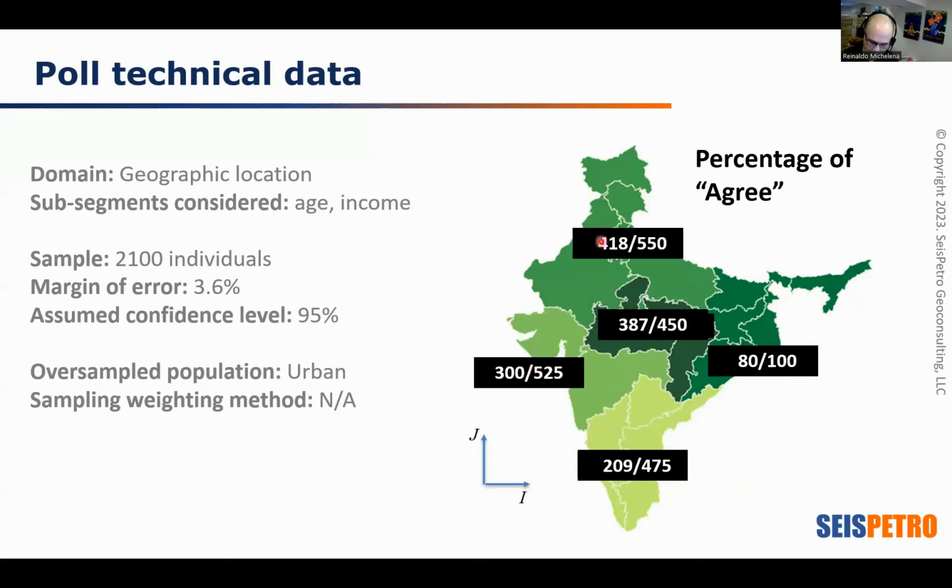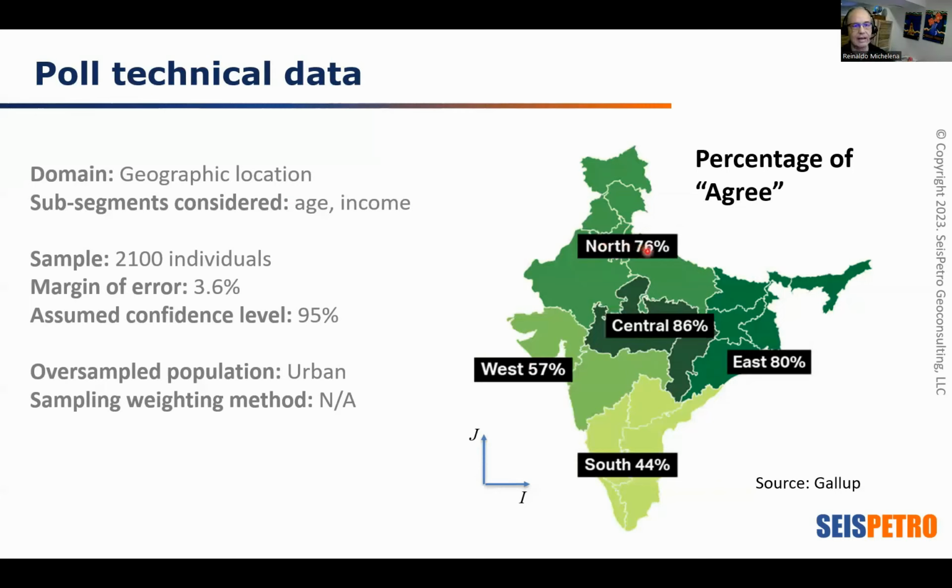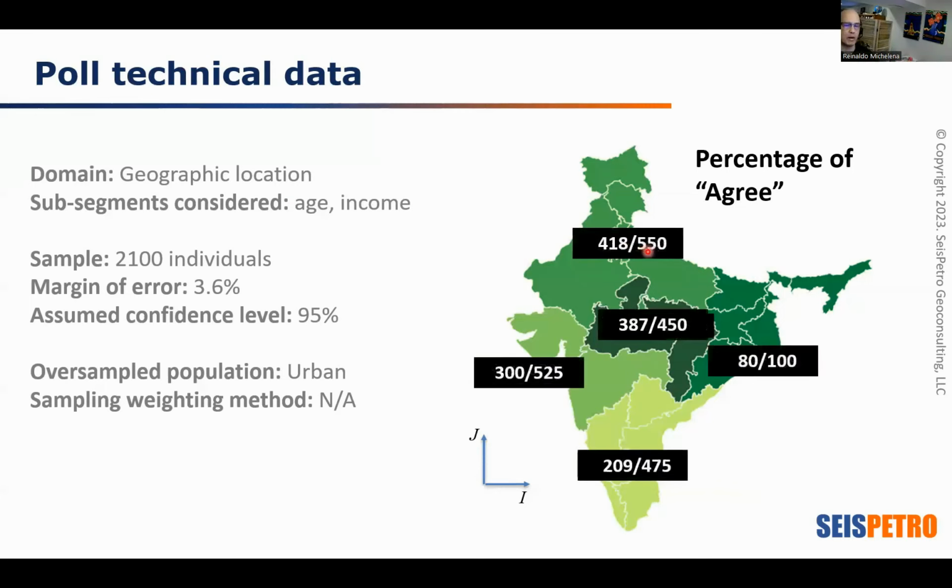That probability that they assign, let's say, to the north, comes from a ratio of two numbers. In the denominator, they have the sample size, which is the number of people that participated in the poll. And in the numerator is the number of people that responded yes. In different regions, the sample size was different. For instance, in the eastern region the sample size is 100, compared to the northern region, where the sample size is 550 people.